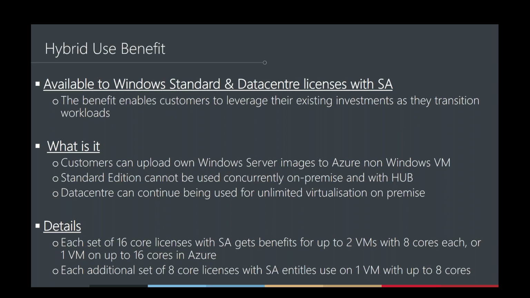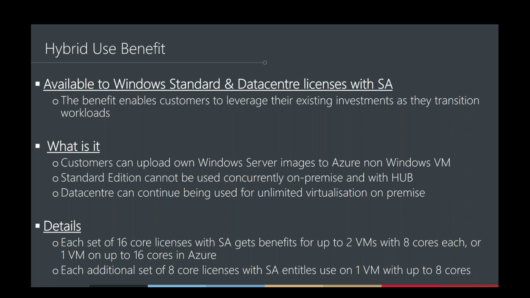There are some differences between standard and data center, mainly being that with standard, that could not be used concurrently on premise as well as with the hybrid use benefit. So if you were running those virtual machines on premise, and then you'd effectively take them to Azure, you wouldn't be able to have that. It's a hybrid use benefit, but what you're doing is taking the standard license, moving it from on-premise without having to buy any additional licensing within that 3-year term, and you're leveraging that within Azure.